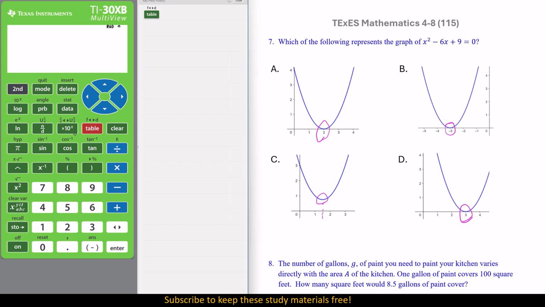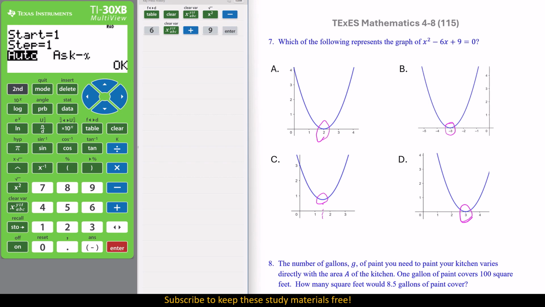Let's put it in the calculator. Okay, table, and clear it out. X squared minus 6x, okay, plus 9. All right, so push enter and go ahead and go with 0. Actually, yeah, because we're going to have to go arrow up and down, I think. So yeah, 0, 1. All right, so let's leave it like that and just keep pushing enter.